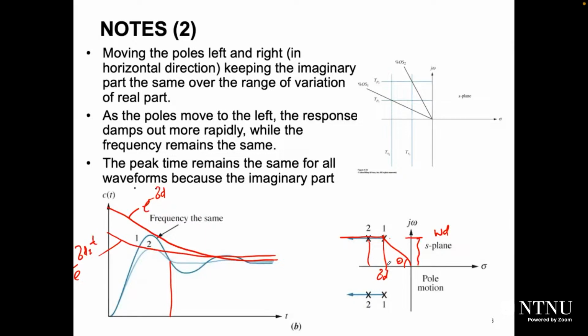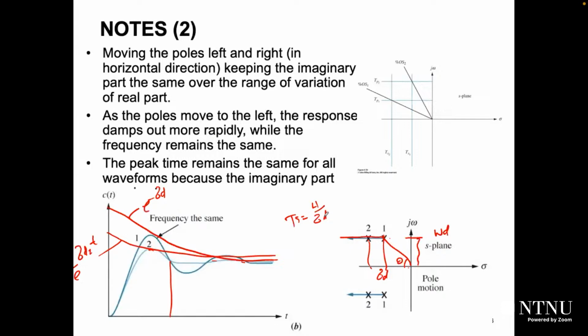So when the exponent, when the real part increases, what will happen? Your system will decay faster. It will damp out more rapidly. So system 2 will damp out more rapidly, and in this case your settling time will be much less, correct? So it will settle down much faster, because the settling time equals maybe 4 divided by delta d.